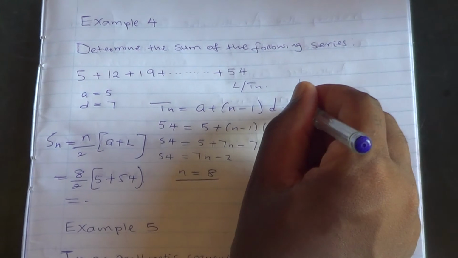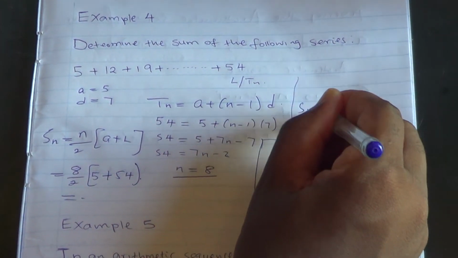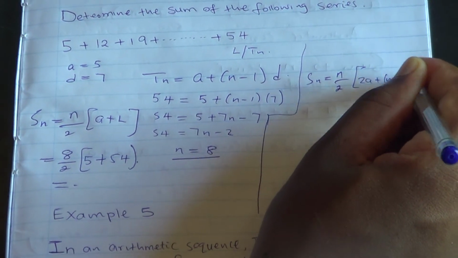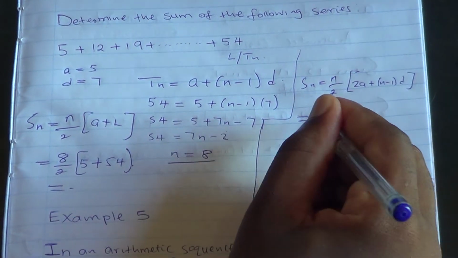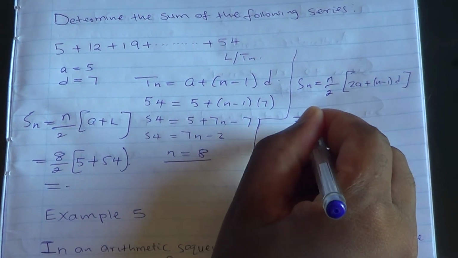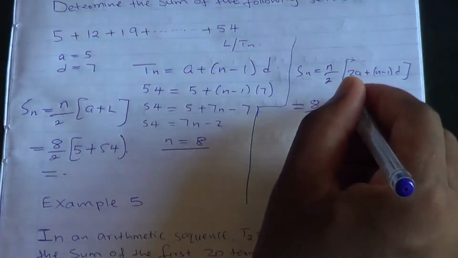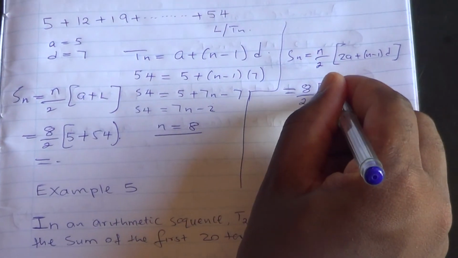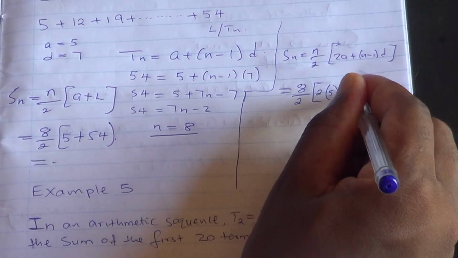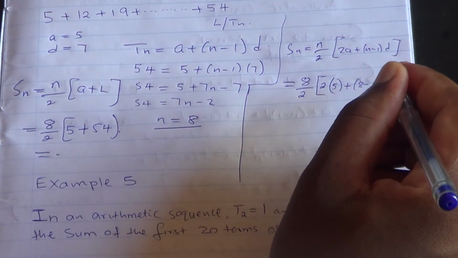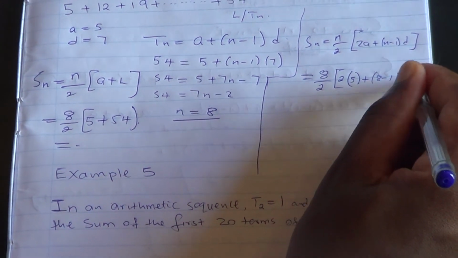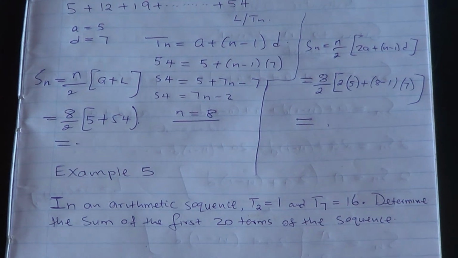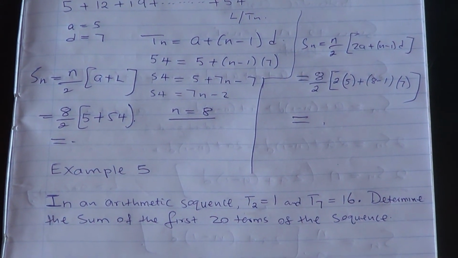Then let's use the other formula here. Sn is equal to n over 2 into 2a plus n minus 1 d. What is your n? It's 8 over 2. Then we have 2 into what is your a? We have 5 plus 8 minus 1, and then the difference is 7. So these are the two formulas. You can press your calculator there.